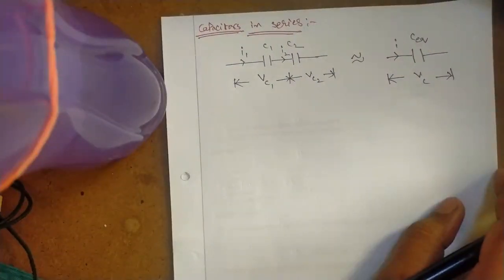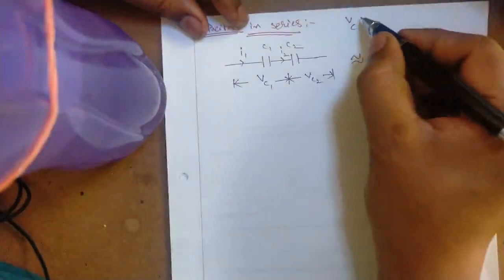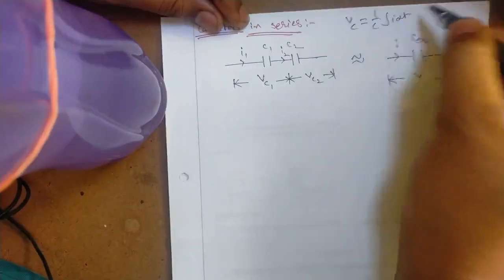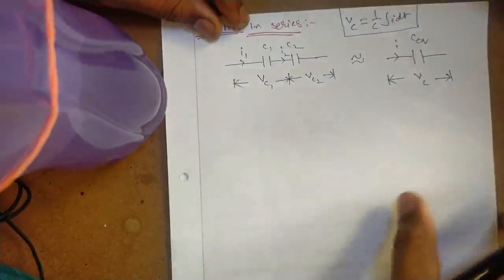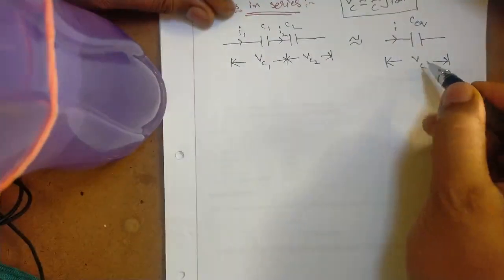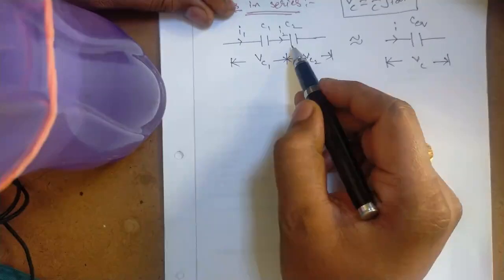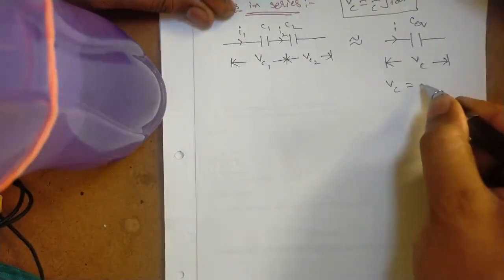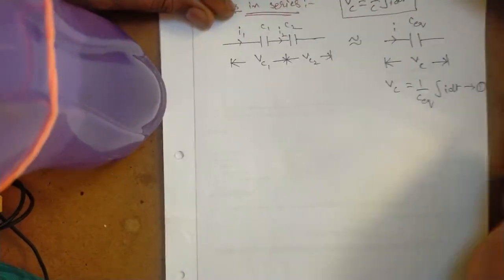We know the expression for voltage across a capacitor: VC is equal to 1 by C integral I dt. This is the expression of voltage across a capacitor. Here, the voltage across the equivalent of these two capacitors connected in series is VC, that is equal to 1 by C equivalent integral I dt. Let this be expression 1.